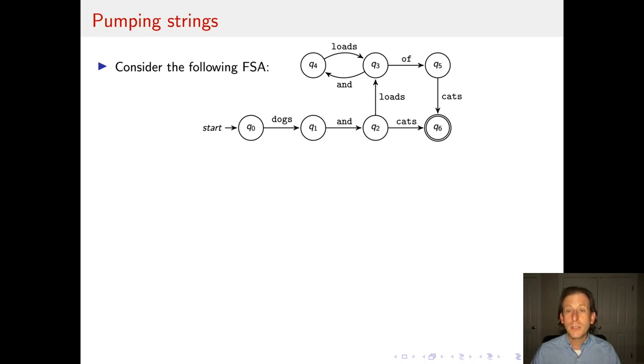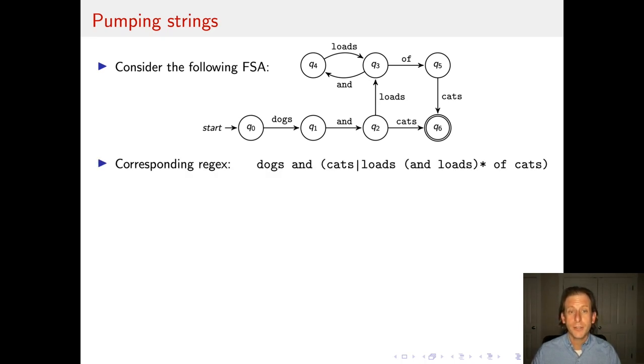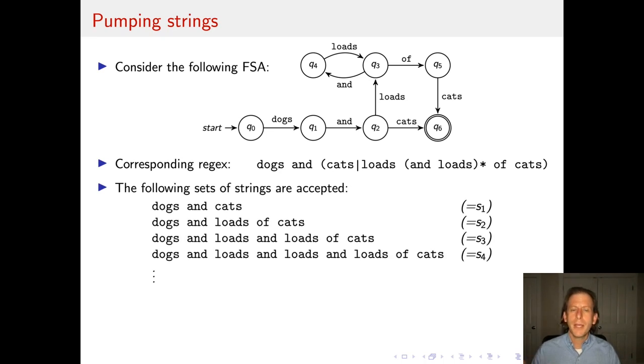And this corresponds to the following regular expression. So this is a relatively simple automaton and regular expression. Here is the following set of strings that is accepted. So for example, "dogs and cats" you can see quite easily is accepted by the automaton. "Dogs and loads of cats" is also accepted. And then I can also use this loop. Likewise, I could use this in the regular expression.